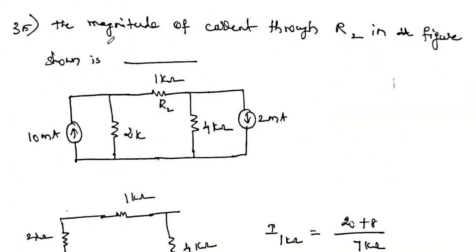Then the next question: the magnitude of current through resistor R2 in the figure shown is dash. Okay, this is the given diagram. Here the question is to find the current flowing through this R2 resistance. This is a 10 milliamp current source connected in parallel with a 2 kilo ohm resistor. Similarly, here a 2 milliamp current source is connected in parallel with a 4 kilo ohm resistor. So we have to find the current flowing through the center resistance R2.